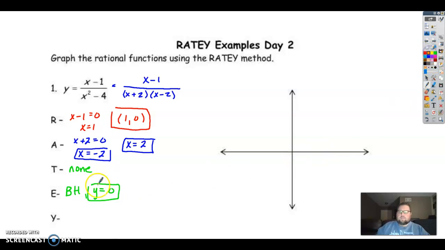All right, last step's going to be to get our y-intercept. So we just plug in 0 for the x's, (0 - 1) over (0 - 4), and that reduces to 1/4. So (0, 1/4).